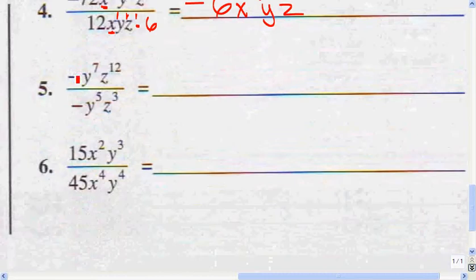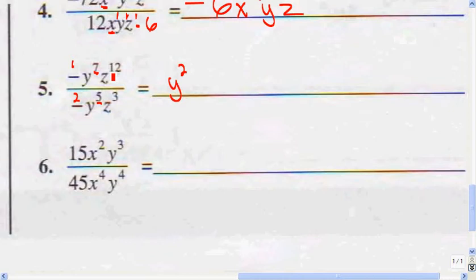Okay. We have 2 negatives, so that's an even number of negatives, so my answer is positive. Then I'm going to do 7 minus 5, it's y squared. Now I'm going to do 12 minus 3, is z to the 9th, because 12 minus 3 is 9. That's my answer there.